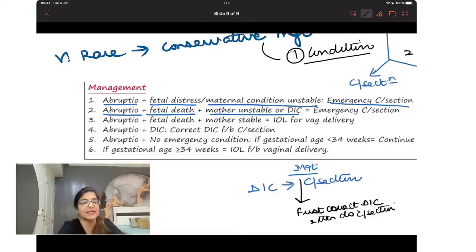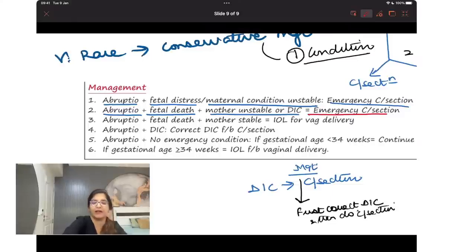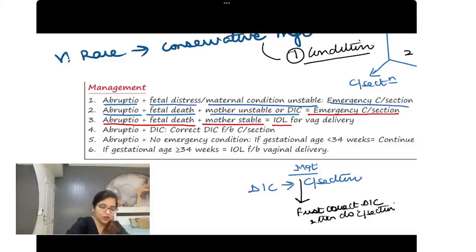And I told you, always as an obstetrician, our aim is to save the life of mother. तो मदर की क्योंकि condition unstable है या मदर को DIC है, that is why I will not go for vaginal delivery even though the baby is dead. I am going to go for cesarean section. Are you understanding? Same question, if they give you and they say that abruptio है, fetus की death हो गई है but mother is stable, कोई DIC नहीं है, mother is stable, then in that case I will prefer vaginal delivery. So induction of labor for vaginal delivery, right?